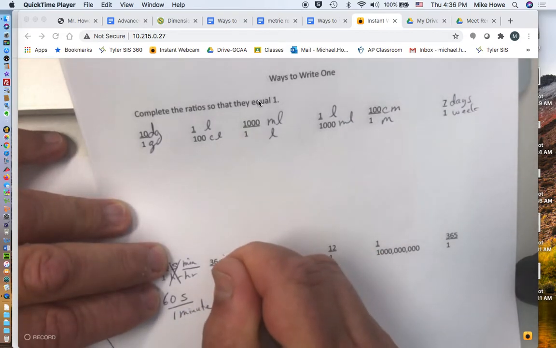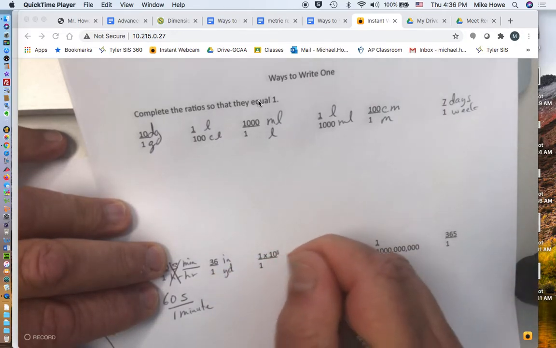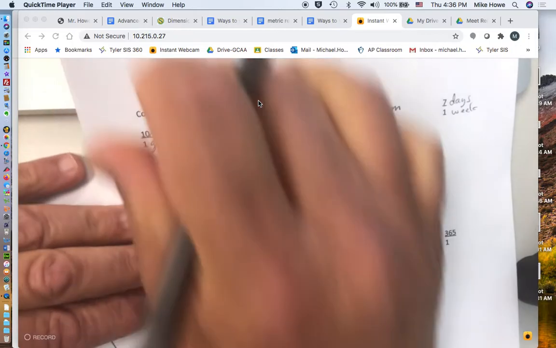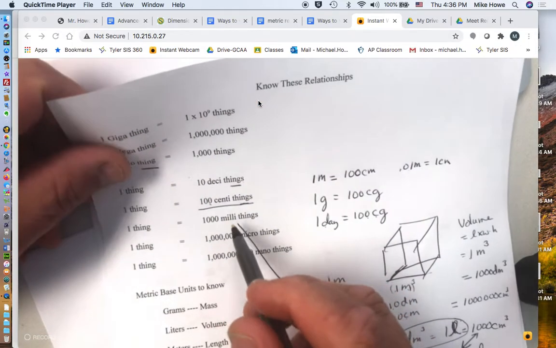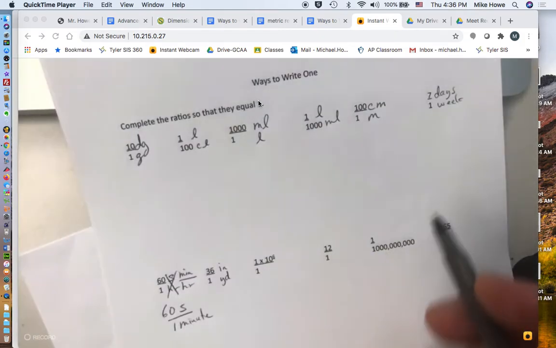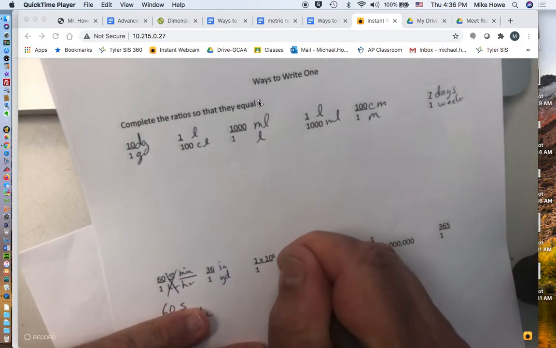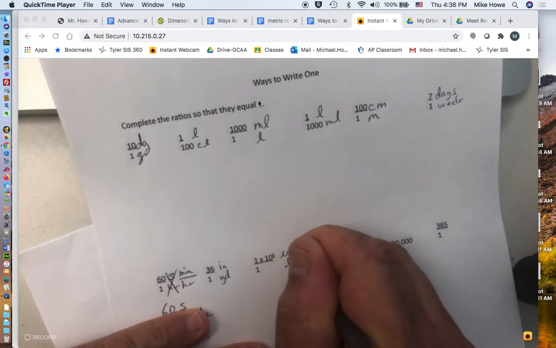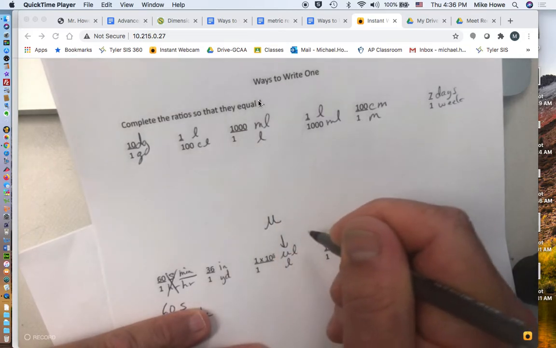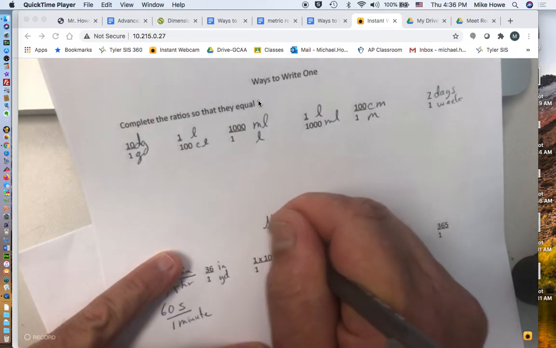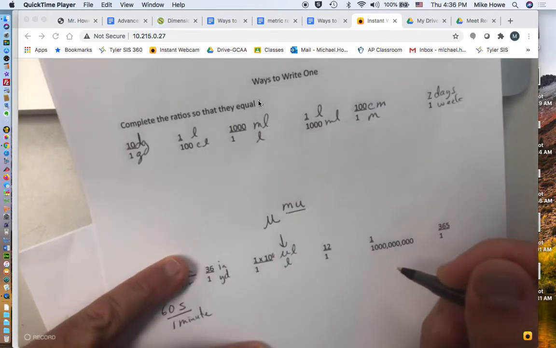Here, 36 inches, 1 yard. 1 times 10 to the 6th, that's on our things list. 10 to the 6th means a million. That's micro. So 1 liter is a million microliters. We represent micro with this little U-looking symbol, kind of like a U with a tail on each side. That's a Greek letter mu, M-U.